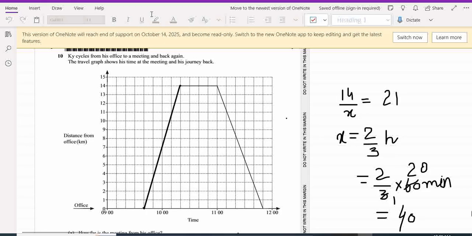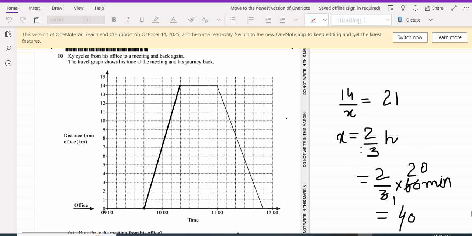Then how to find x? You transfer x to here and 21 here. So x will be equal to 14 over 21. 14 over 21 can be simplified to 2 over 3. So this will give you the time. Time is x, I don't know, so I put it as x. So it means x is 2 over 3 hours.